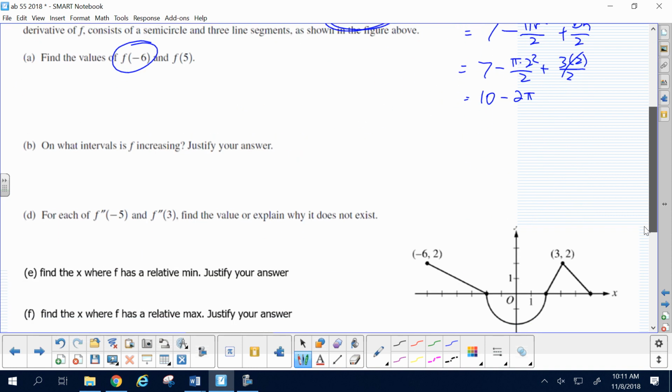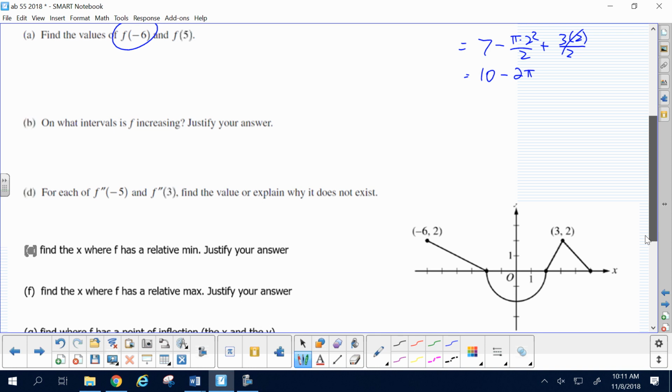All right. B. At what intervals is f increasing? F is increasing where f prime is positive, which is on negative 6 to negative 2 and 2 to 5. Okay?